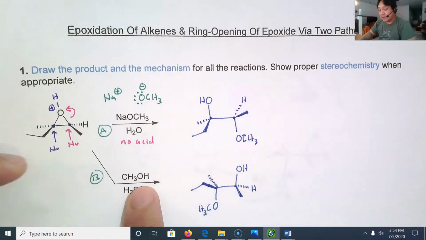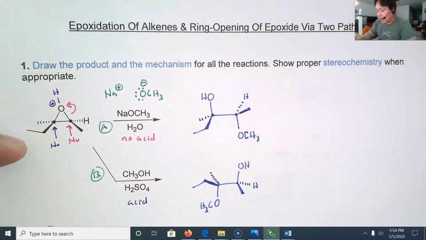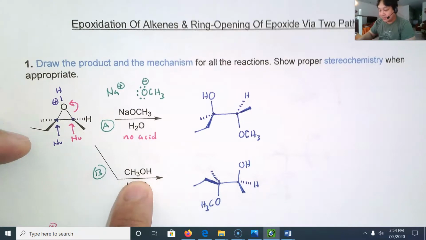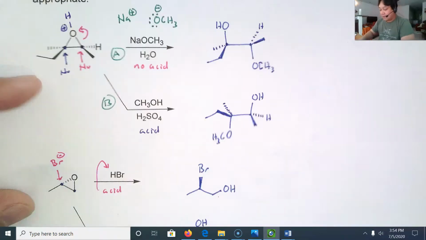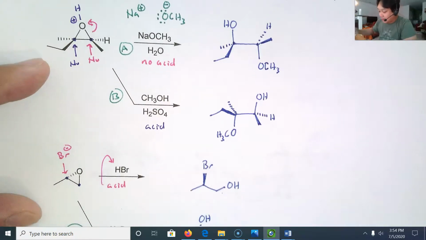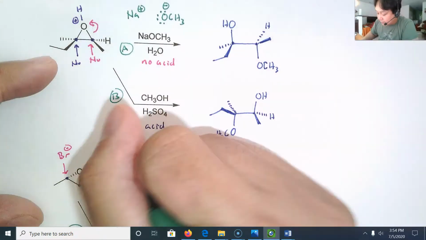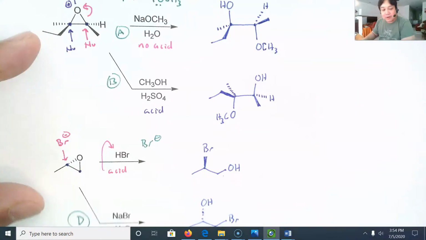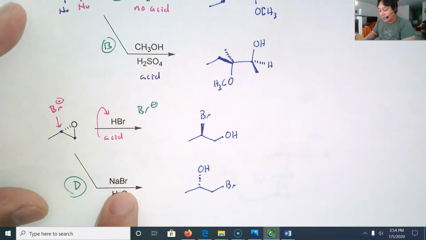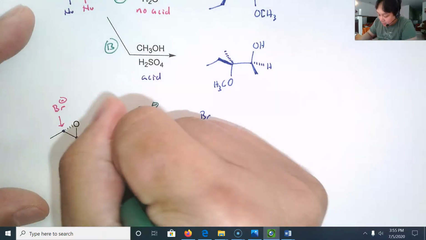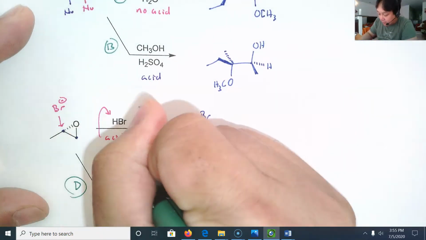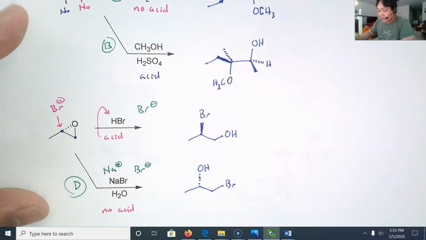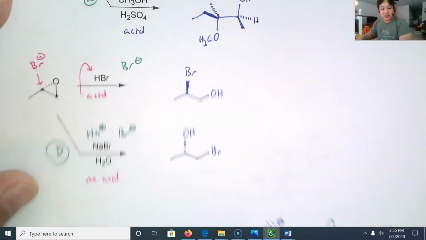This is not ionic. So if you're still confused about why I didn't make this CH3O minus, that's not ionic, this is ionic. For this one here, the nucleophile, once we strip off the H, is Br minus. And here, sodium and Br dissociate with the salt, and we have Na plus and Br minus. And so that's the nucleophile for reaction B.